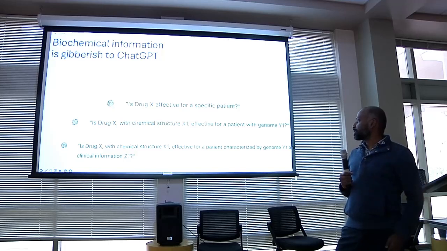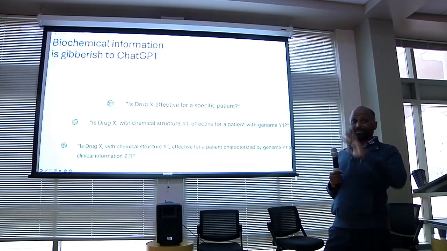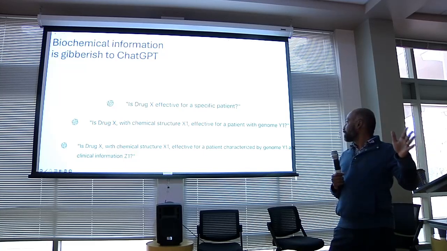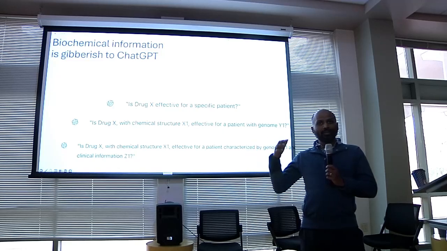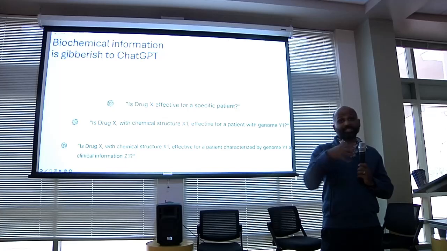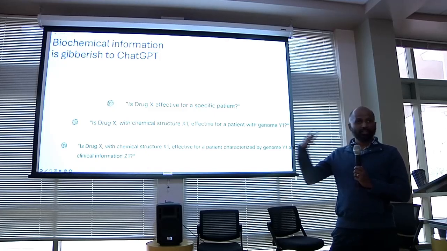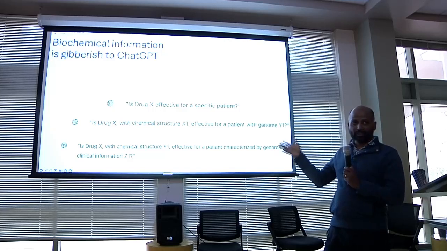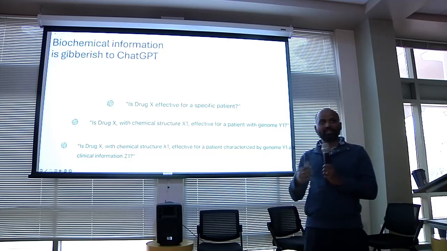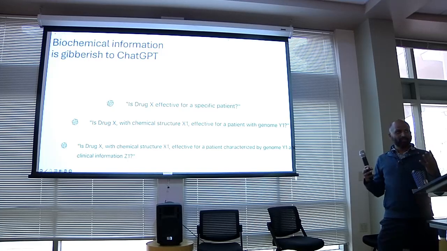For example, take a simple question like, is drug X effective for a specific patient? Is this drug X with specific chemical structure X1 effective for a patient with the genome Y1, right? We are implicitly asking about the chemical structure as well as the patient genome. You can also add clinical information for a patient to make that assessment of whether the drug is likely to be effective. There is implicit information that the model needs to have to make that connection. The large language model has not been trained on this sort of information. It cannot process it.